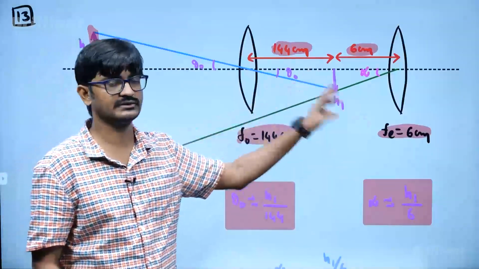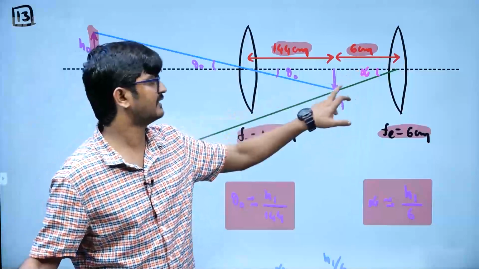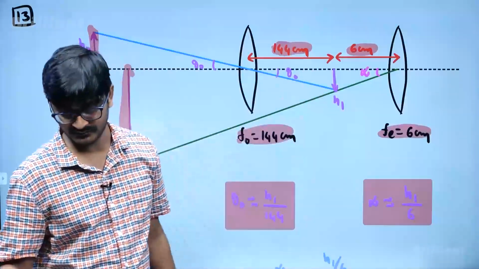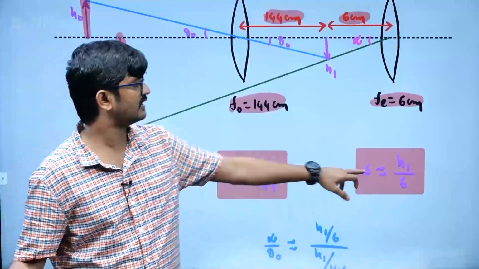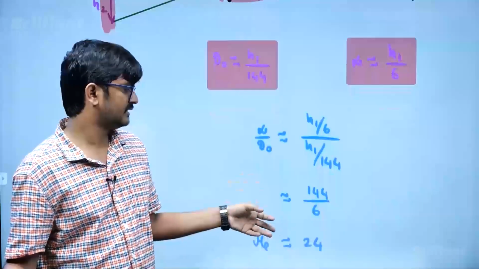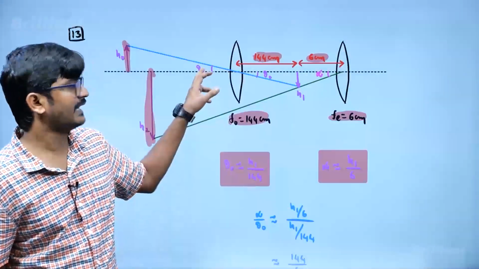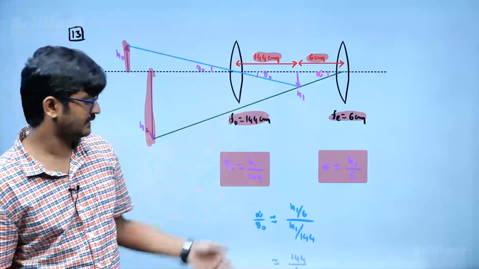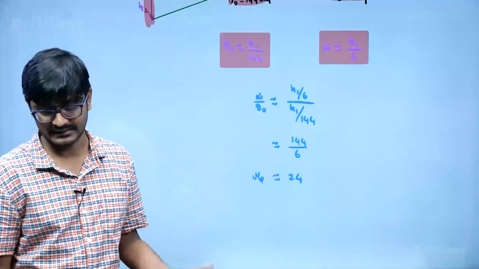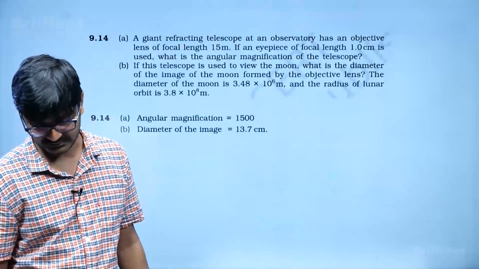Now if I take the ratio, that is going to give me the angular magnification, right? So alpha is how much? Alpha is h1 by 6. Theta naught is how much? Theta naught is h1 by 144. So if I take the ratio, I will be getting 24. So using this instrument, I have increased the angle subtended with my eye to 24 times, 24 times the way it works naturally, right? Okay, I think that's all they are asking.